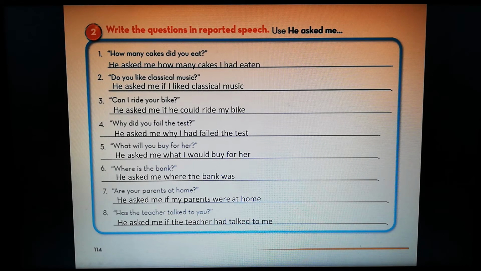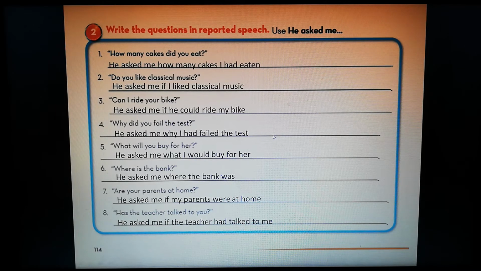Number 7. Are your parents at home? He asked me if my parents were at home. Number 8. Has the teacher talked to you? He asked me if the teacher had talked to me.